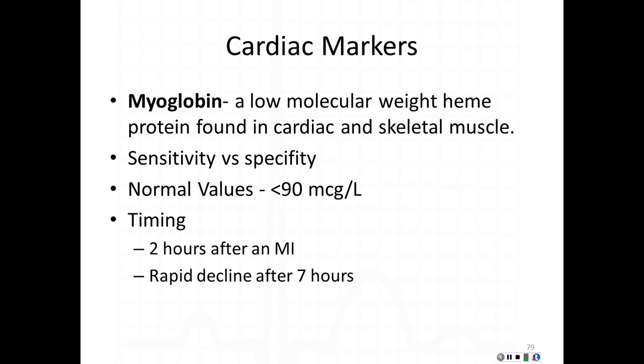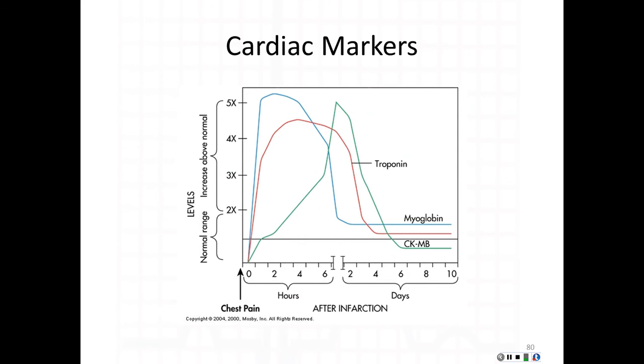Myoglobin, again, your book talks about, is a low molecular weight hemiprotein found in cardiac and skeletal muscles. It's more sensitive, more specific as you look at the markers. Normal values, less than 90 micrograms per liter. Rises basically 2 hours after an MI and then quickly declines. So if that patient came in very early, then you might see this, but if the chest pain's been going on longer than 12 hours, you may not see this elevated. Again, not something I see done very often in practice. This just gives you an idea as you look at the different ones.